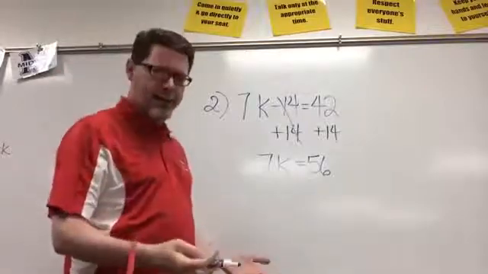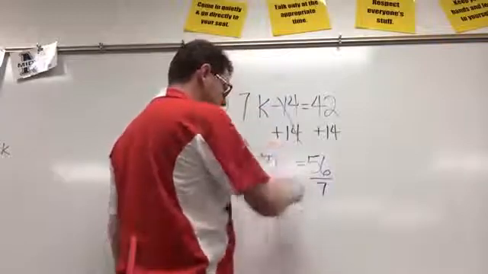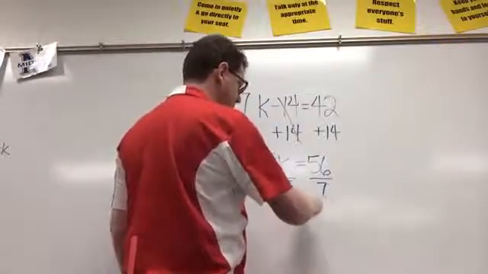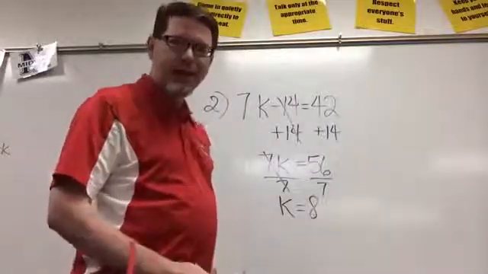Well, how many k's is that? Well, let's divide by 7 on both sides. And there I get to cancel out them 7s, and I'm left with k equals 8. That's 8, as in 7, 8, 9.